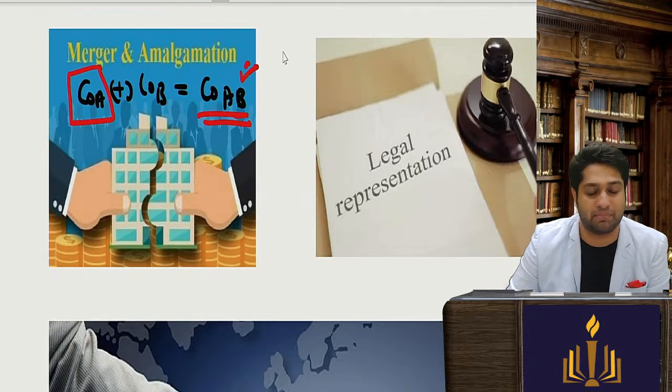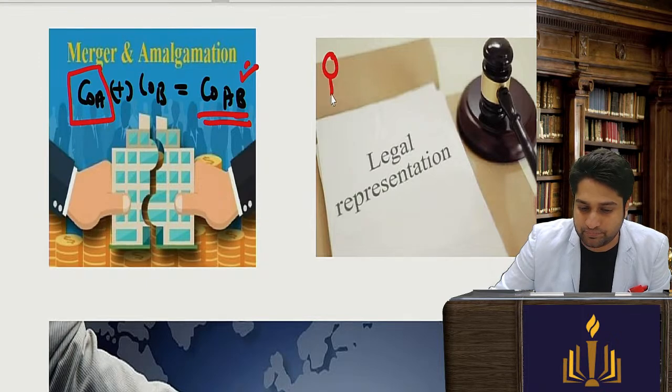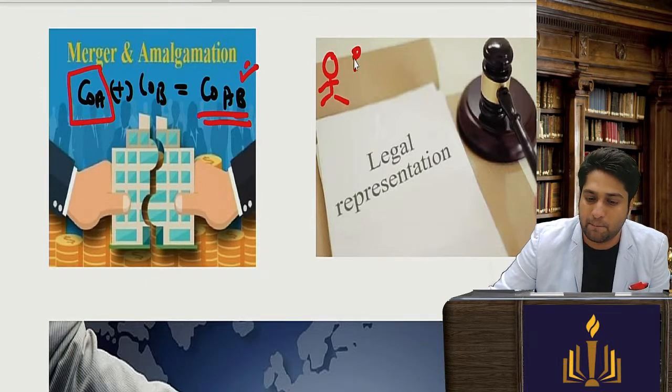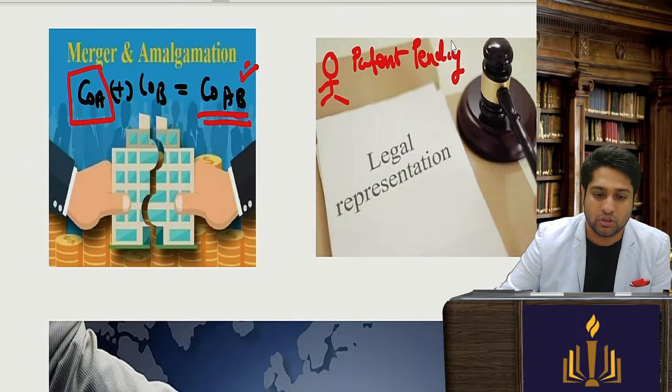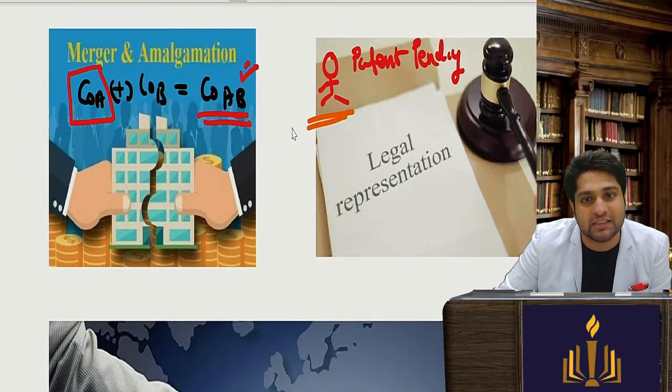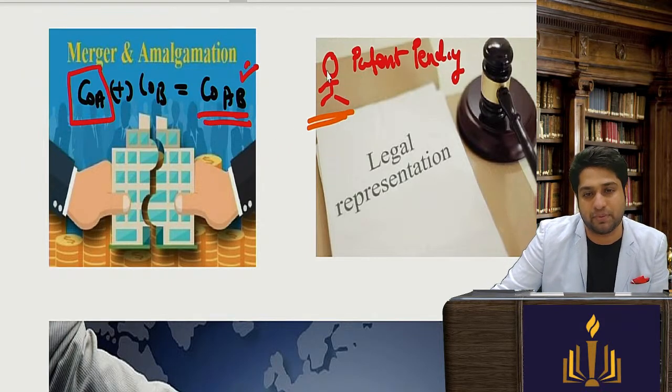Let's take another example. If there is a person, okay, he made an application for grant of patent and the patent is pending. Grant of patent is pending. In between, he dies. Unfortunate, there is a death. So now obviously the patent can't be granted in the name of a deceased person, in place of a non-living person.